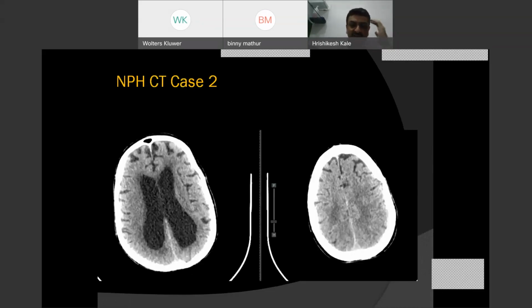Now let's look at some other commonly seen cases. So this is a patient who had a CT. You can see a massively dilated ventricular system, which is way out of proportion to the dilation of the sulci. Then the sulci in the high frontoparietal region, especially the paramidline sulci, are effaced.